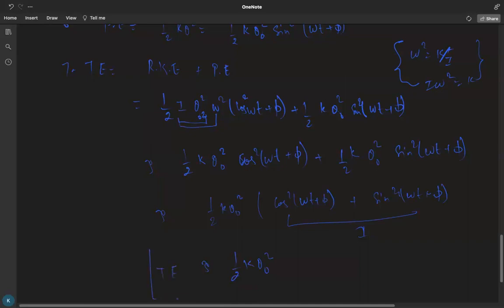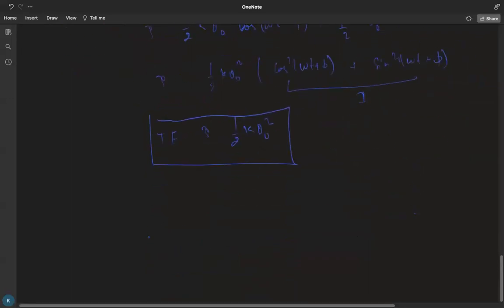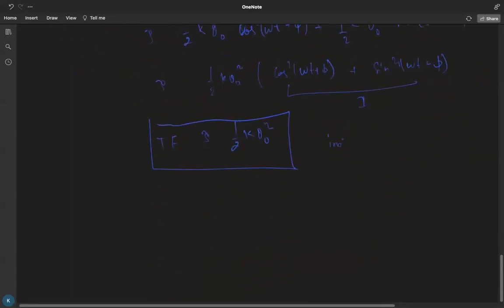This is the total energy, which is independent of time and displacement, right? As we get in simple harmonic motion half k a square as total energy, here also we are getting half k theta naught square, where theta naught is basically our angular amplitude. So yes, this is independent of time, right? Okay, now we have to deal with some systems, and our first system is the simple pendulum. So let's begin.